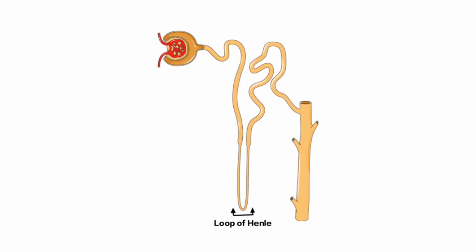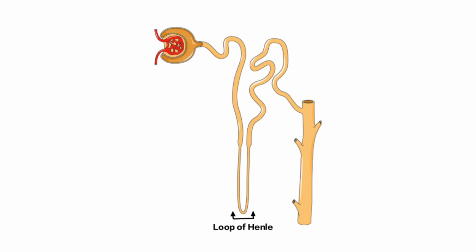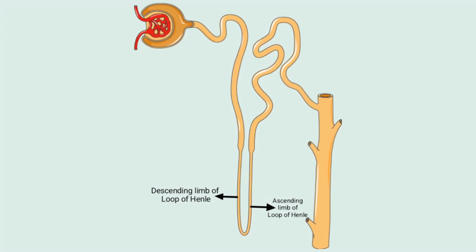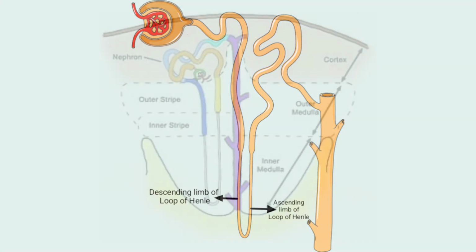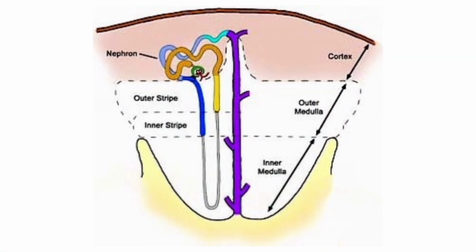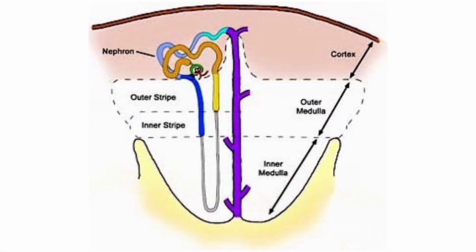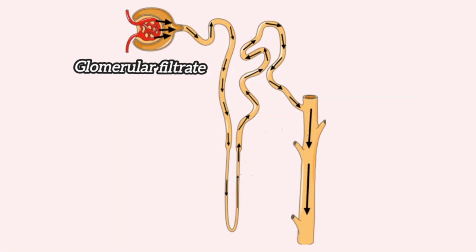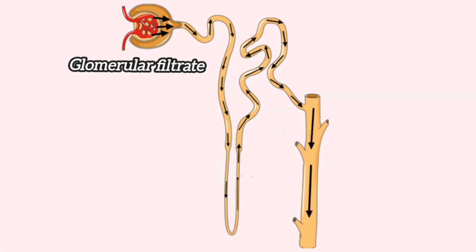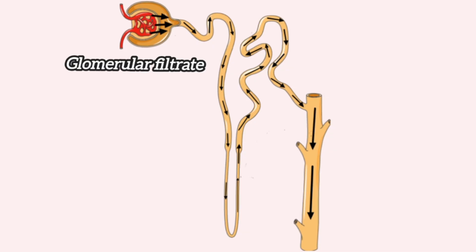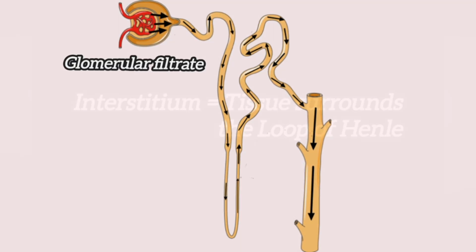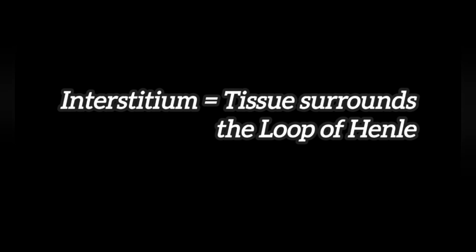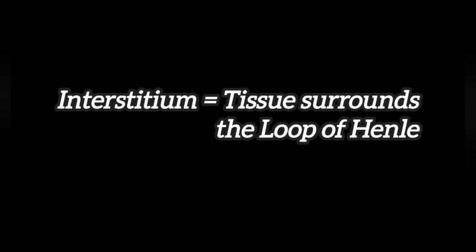The next part of the tubule is a hairpin-shaped loop of Henle. It consists of a descending limb and an ascending limb. It begins in the cortex and extends into the medulla, and then it returns back to the cortex. It receives filtrate from the proximal convoluted tubule and passes it to the distal convoluted tubule. Its primary role is to concentrate the salt in the tissues surrounding the loop of Henle, called interstitium.